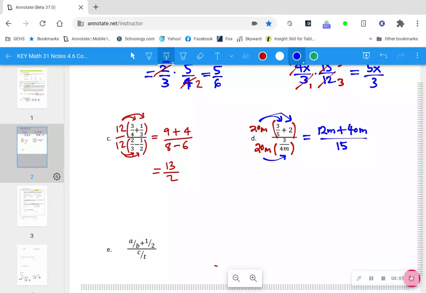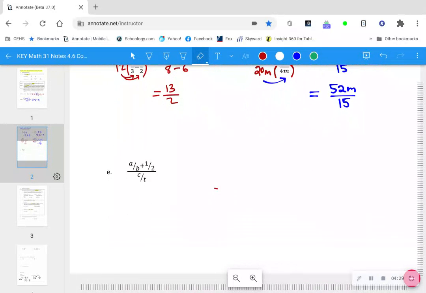And we're going to combine these like terms up there. That's going to be 52m over 15. And then I think, let's see, 52 is 13 times 4. Since neither 13 nor 4 divide into 15, we're actually done. I didn't need that last little equal sign.